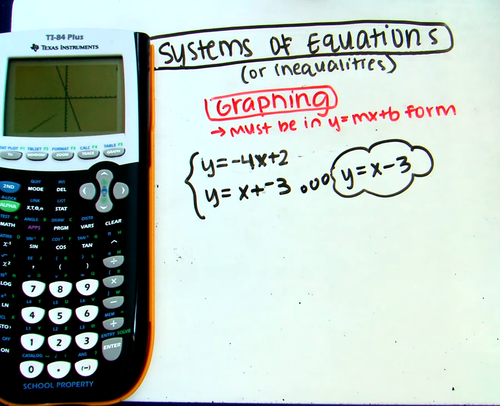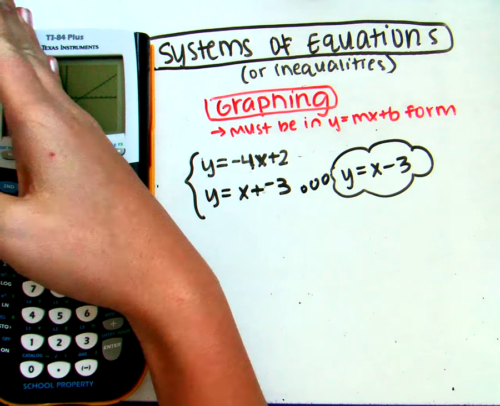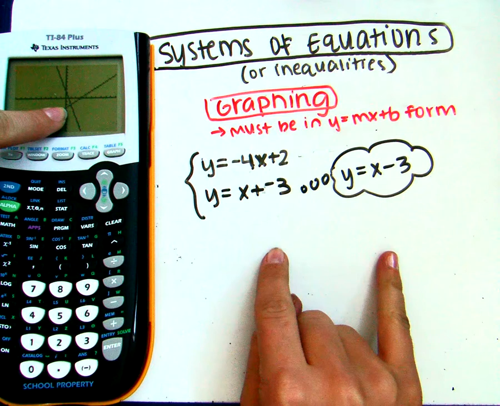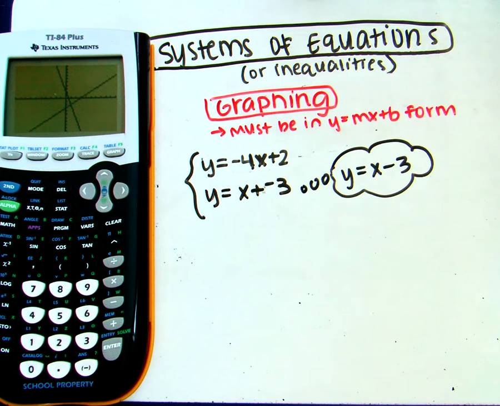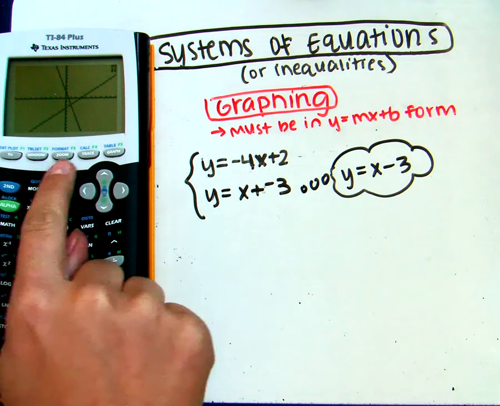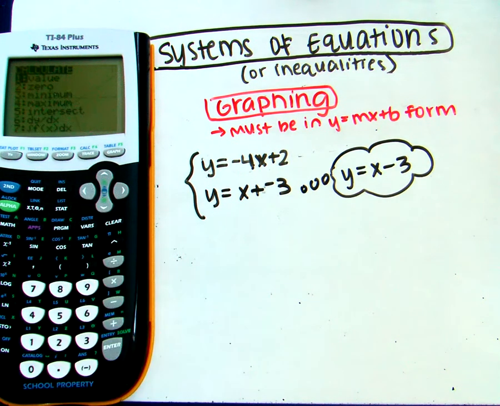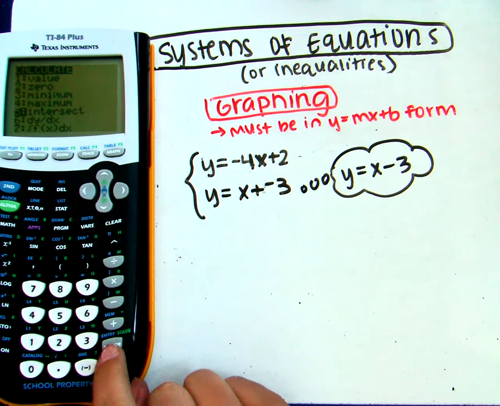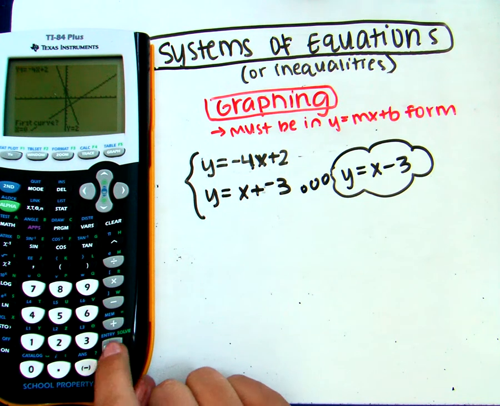Now looking at this, I already know I have one solution because my graphs intersect at one point right here. So that point is what we're solving for. We want to find the x and the y where they cross. To find it, your calculator will do it for you. You go to second, which is right here, and then you go to trace, and if you go down, there's a button called intersect. You hit intersect, and it says first curve, you hit yes, second curve, yes.